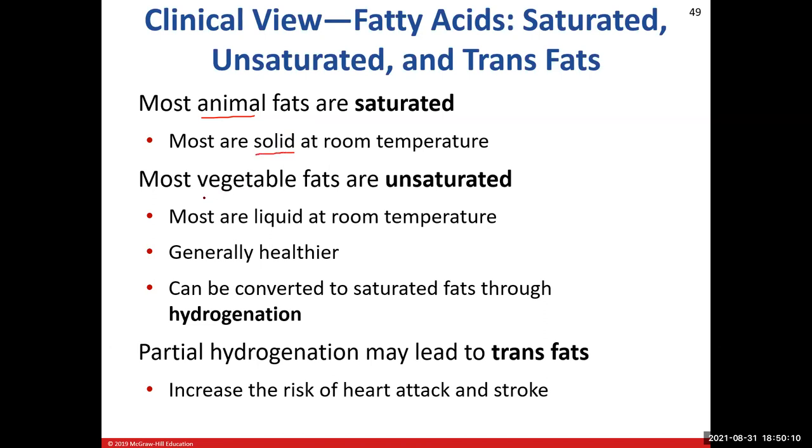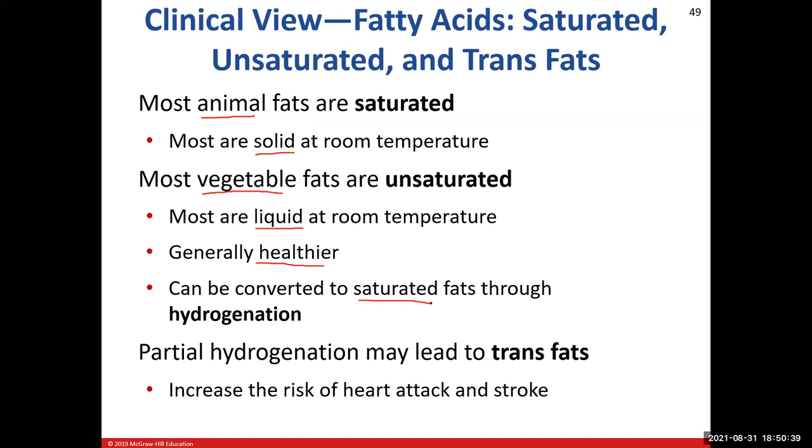Now, most of our vegetable fats are going to be unsaturated. And again, at room temperature, they'll be liquid, so we usually refer to them as oils, right? Olive oil, coconut oil, flaxseed oil. They're considered to be healthier. But we can convert these into saturated fats through the process of hydrogenation.